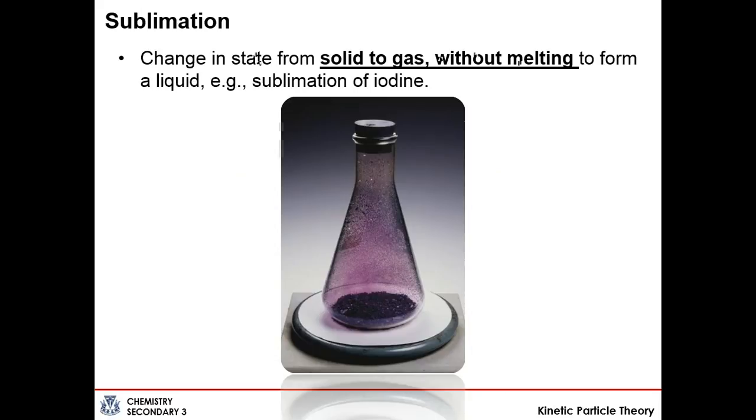Sublimation is a change directly from solid to gas without melting. For example, iodine: you heat iodine, and it changes straight from the solid into a vapor. It doesn't melt into a liquid.